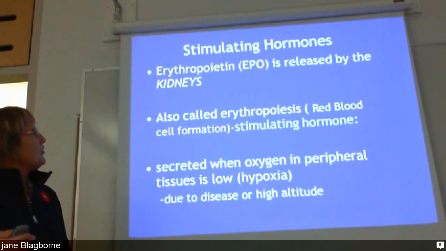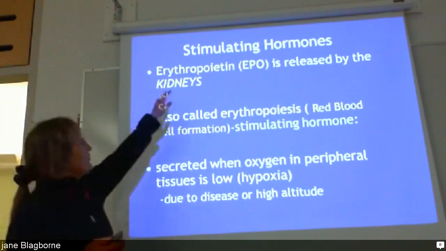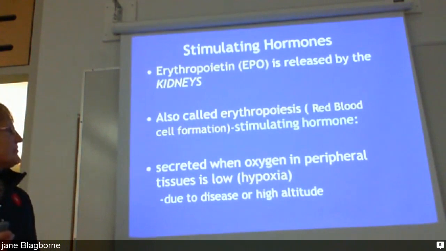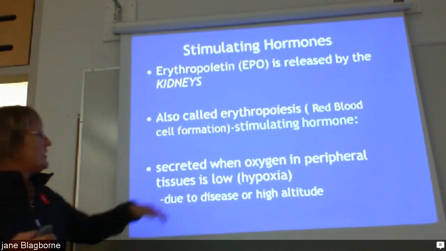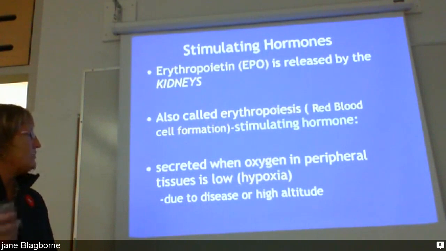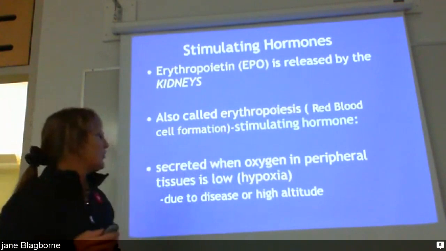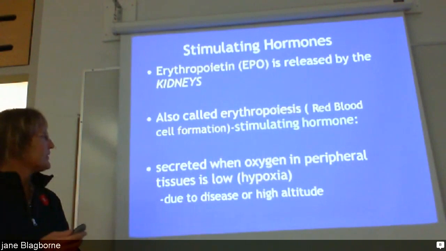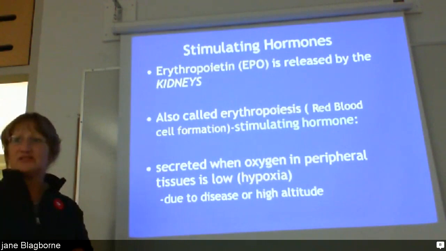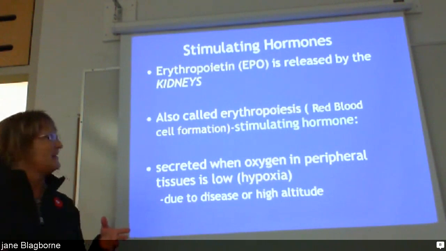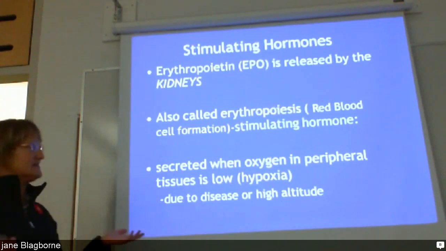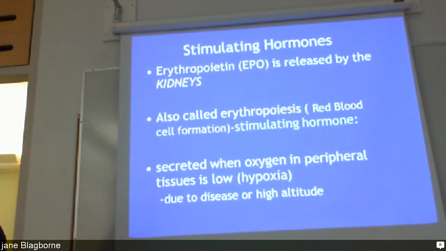So, stimulating hormones. Erythropoietin is released by the kidneys, also called erythropoiesis, red blood cell formation, a stimulating hormone. I was kind of surprised it was released by the kidneys because I had just done all the endocrine stuff, and I'm thinking, well, how come it's not released by the hypothalamus or something? I'm not sure, but it is released by the kidneys.